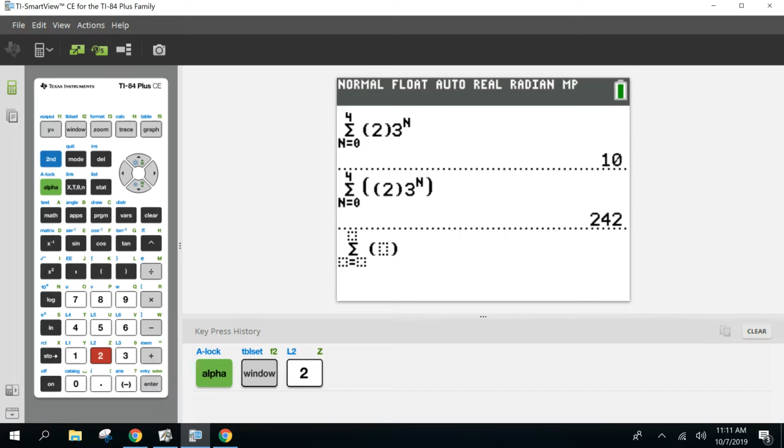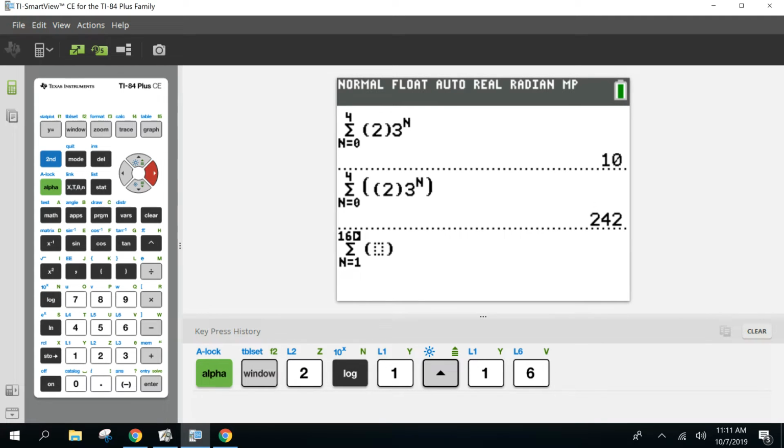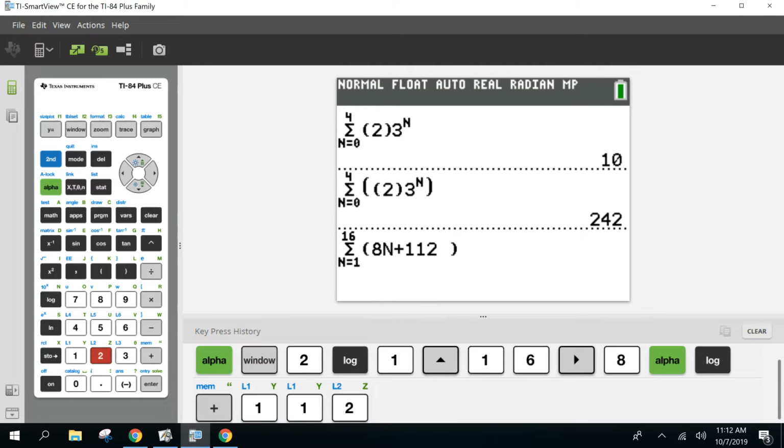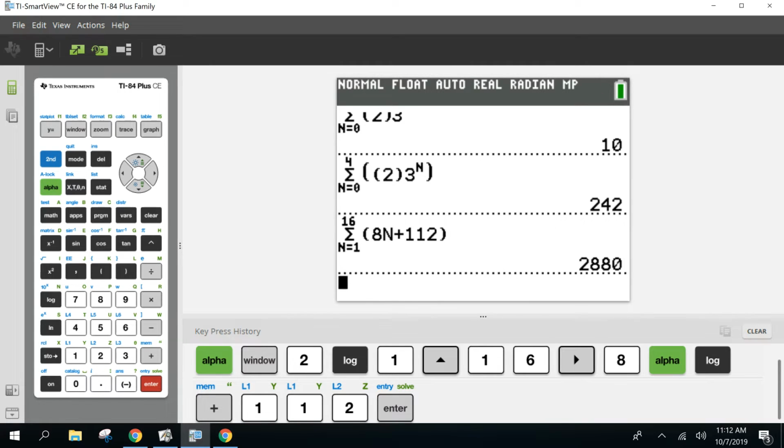Okay. I'm going to start with n equals 1. On top, I'm going to put a 16. And then remember, everyone sees these parentheses that are given to you. Everything needs to fit in there. So you may have to double up on parentheses if you need to inside. Everything I need to put in there has got to be put in the parentheses. And what are we putting in? 8n plus 112. And the calculator will do it for me, 2,880. So there's what all those terms are added up.